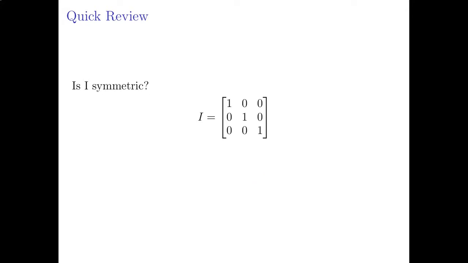Is I symmetric? Yes, it is, because row 1, column 2 is the same as row 2, column 1. Row 1, column 3 is the same as row 3, column 1. All diagonal matrices are going to be symmetric. What about this guy? Is J symmetric?